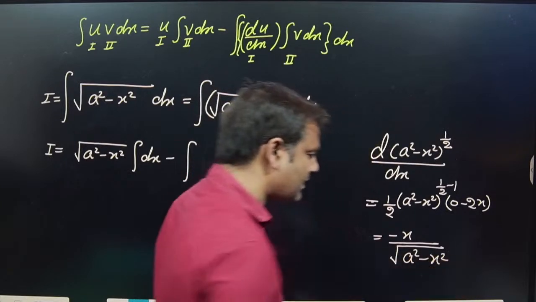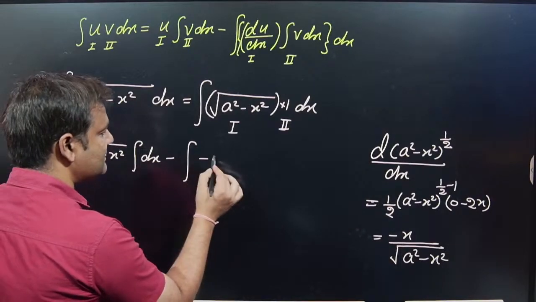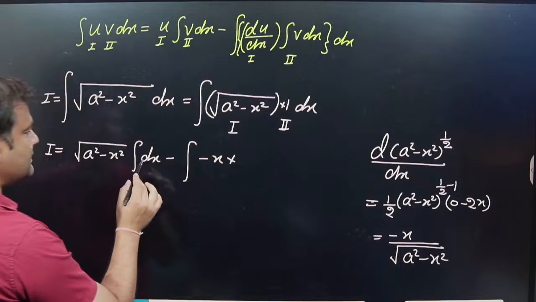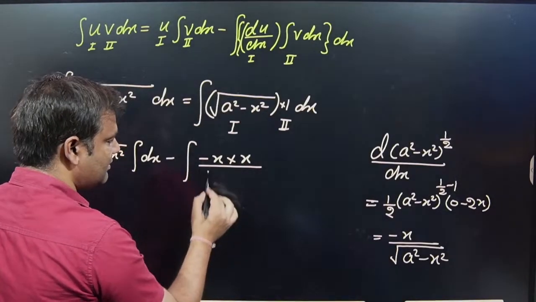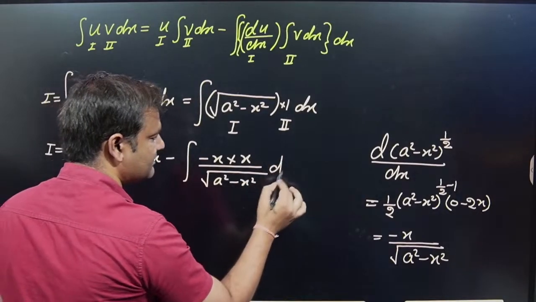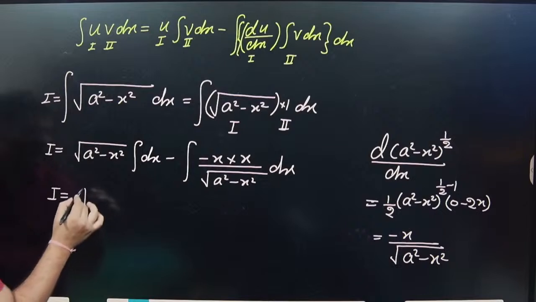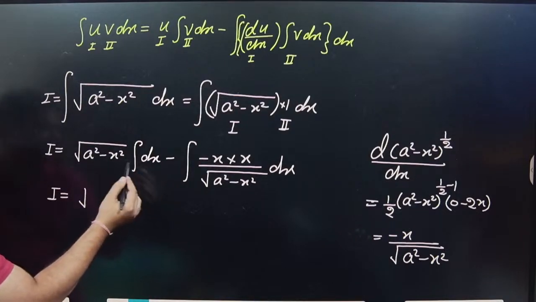I hope it is clear. Now that value is put here. So minus x into integration of 1, that is how much? x. So it is written x divided by under root a square minus x square dx. Look here very carefully, that I is written here. What about the integration of x? Integration of dx is simply x.